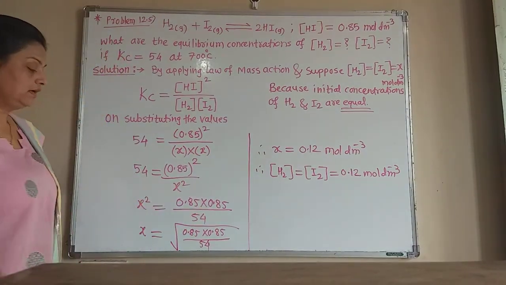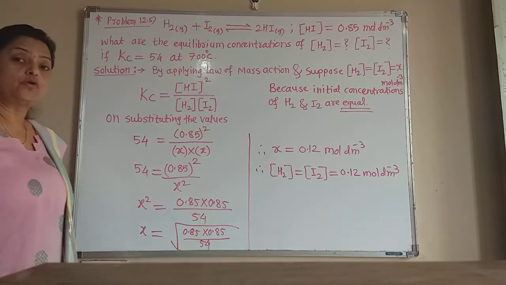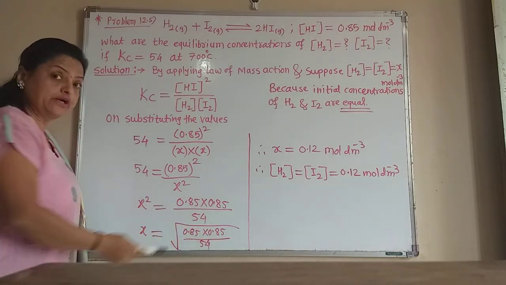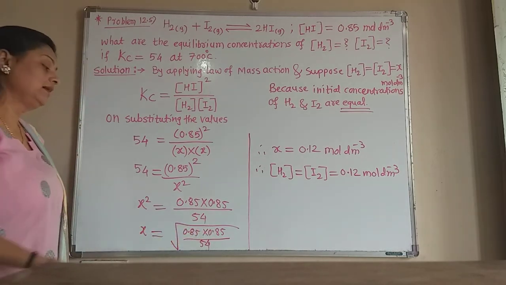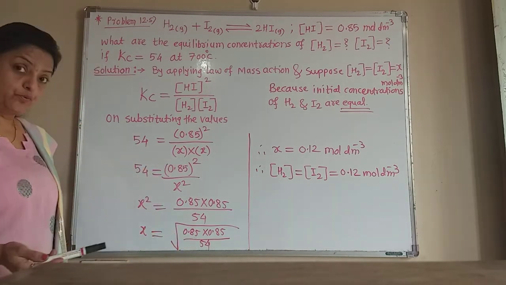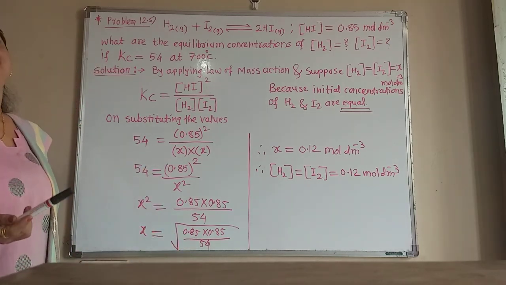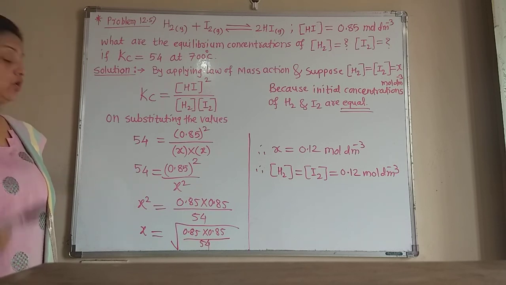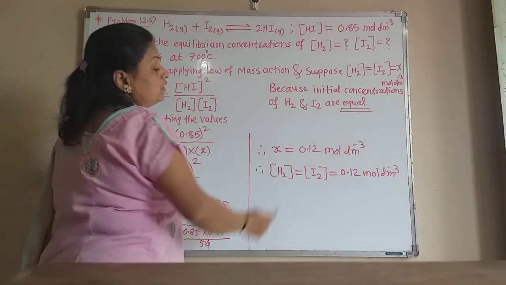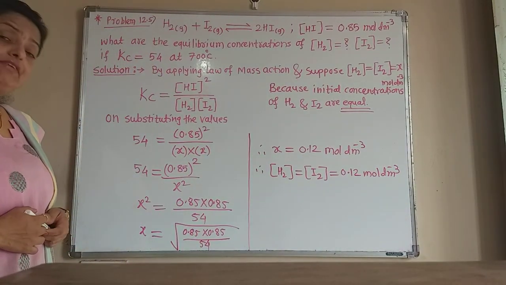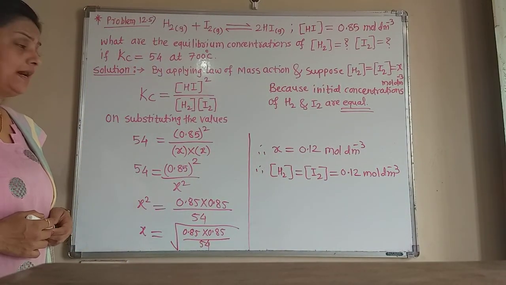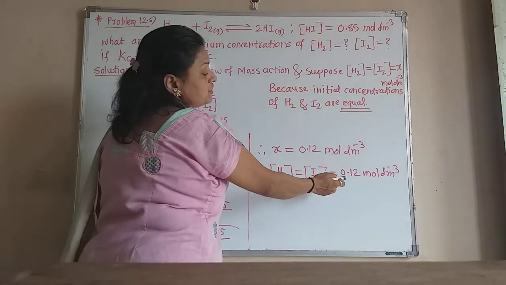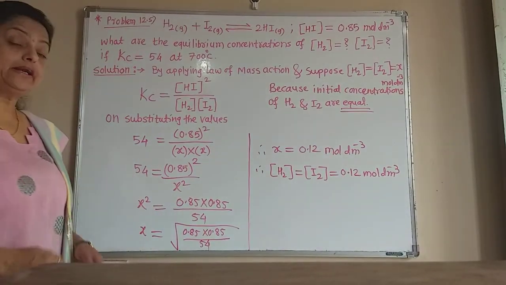How did we calculate it? By seeing the log of 0.85, we add the log of 0.85 and 0.85, then subtract the log of 54 from it, divide that value by 2 and take the antilog. Then you get this value. So x is the equilibrium concentration of both iodine and hydrogen. So the concentration of hydrogen and the concentration of iodine is equal to 0.12 mole per decimeter cube.